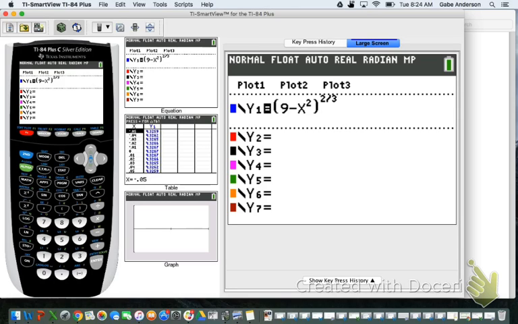Now let's remember what we're trying to find. We're trying to find f prime of x. Okay, so you guys all have that in there? So y1 equals f of x. Let's go ahead and quit out of that screen.